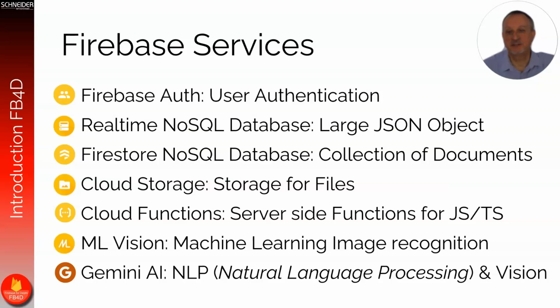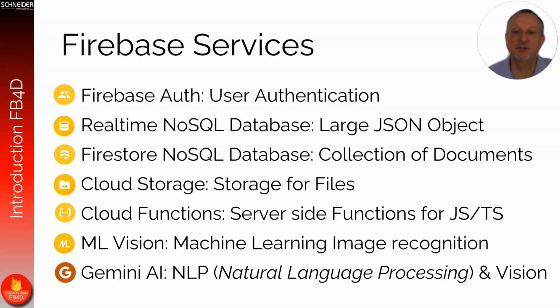Mostly, we start in an application with the Firebase user authentication. Then we have 2 NoSQL databases. The first one, the real-time database, stores a large JSON object, while the newer Firestore database contains a collection of documents, where each document contains a JSON tree with predefined data types. The storage can be used to write files into the cloud and read files from the cloud.